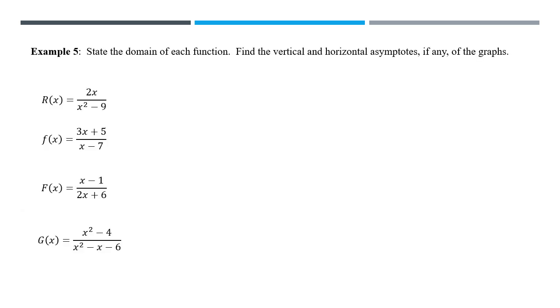Okay, so we're up to example number 5. We're going to state the domain of each function and then find vertical and horizontal asymptotes to the graph. So stating the domain, we've been doing this for a while now. We care about the denominator.